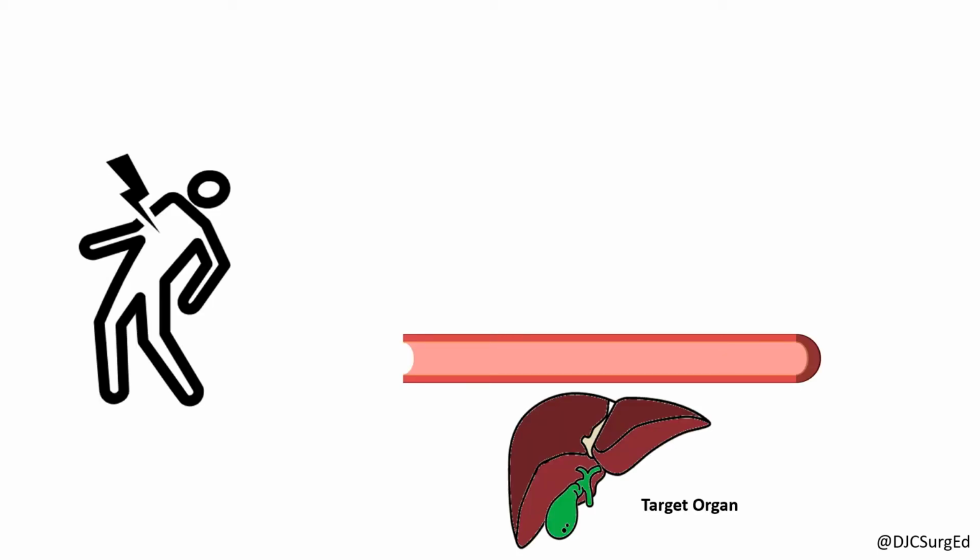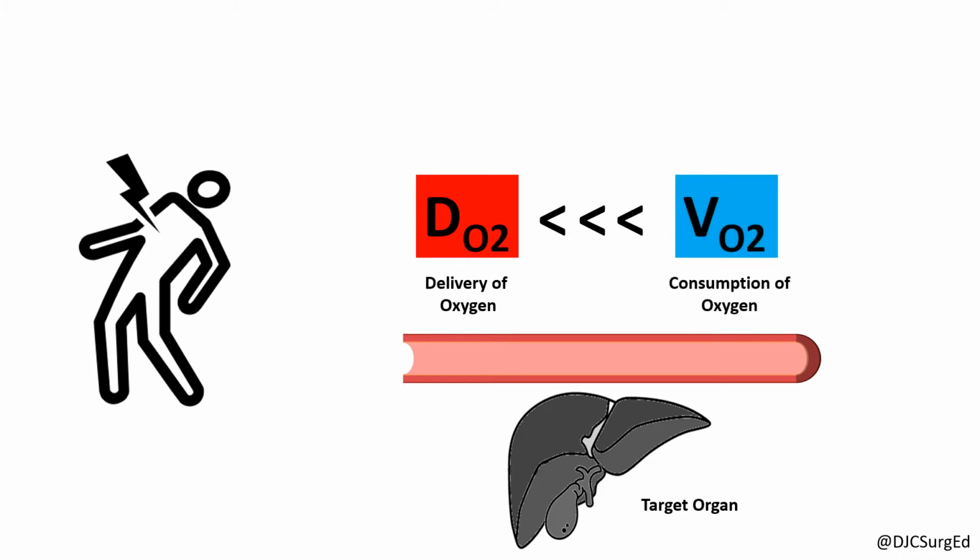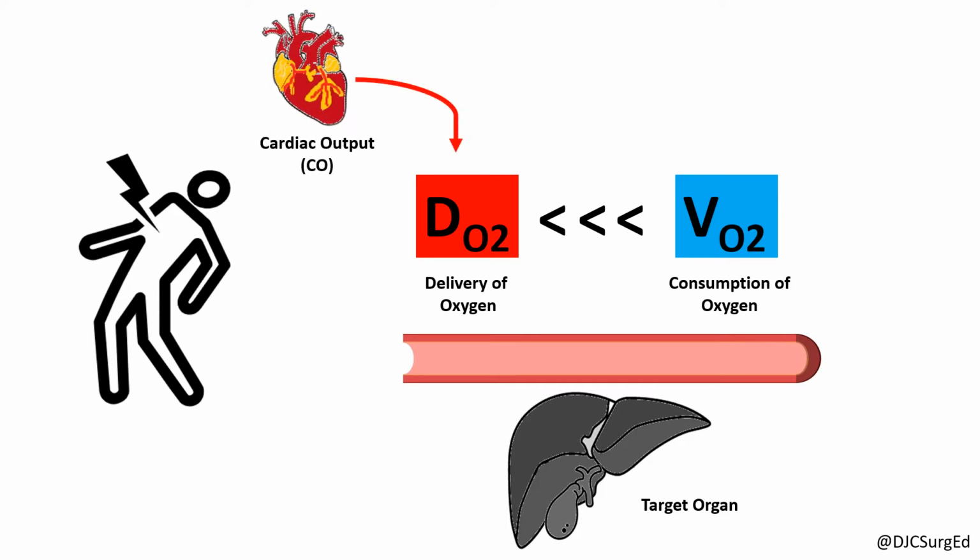Shock is a state when tissue oxygenation is inadequate to meet the needs of aerobic respiration, often secondary to inadequate perfusion. Simply put, the delivery of oxygen is less than the consumption of oxygen at the tissue level. The delivery of oxygen is equal to the cardiac output, or pump function, multiplied by the arterial oxygen content, or the oxygen carrying capacity of blood.